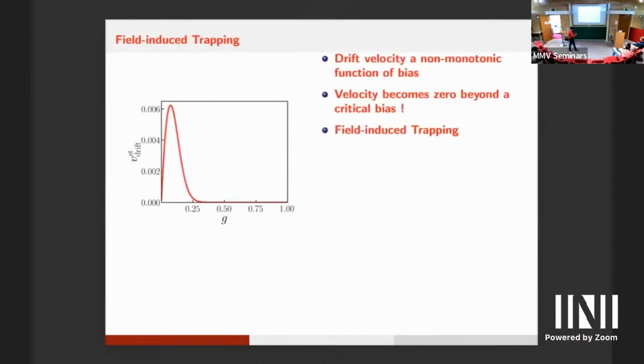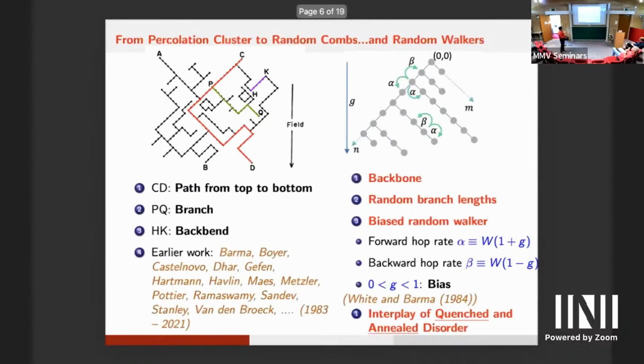Since I'm supposed to tell you about open problems, let me tell you the main results that come about from such a study. What happens in this system is what is known as field-induced trapping. So let me define this quantity. This is the drift velocity. Let me just go back one slide.